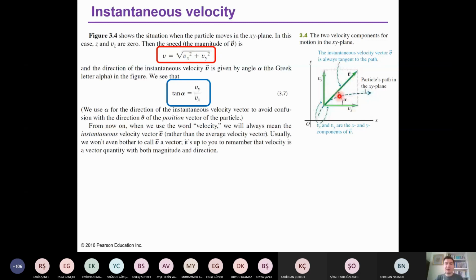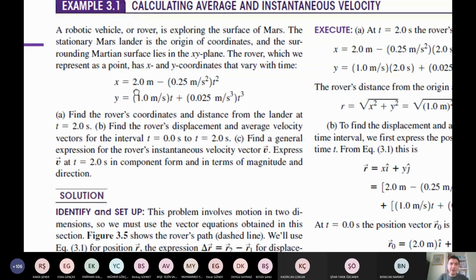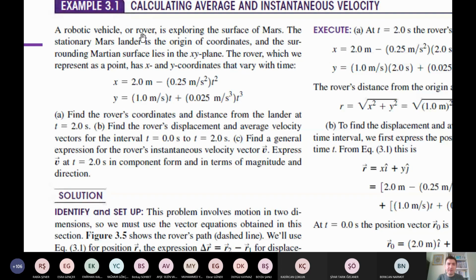Okay, let me show you an example. This is example 3.1 from the book. Let me read the question first and then go into detail. A robotic vehicle or rover is exploring the surface of Mars. The stationary Mars lander is the origin of coordinates, and the surrounding Martian surface lies in the XY plane. The rover, which we represent as a point, has X and Y coordinates that vary with time.